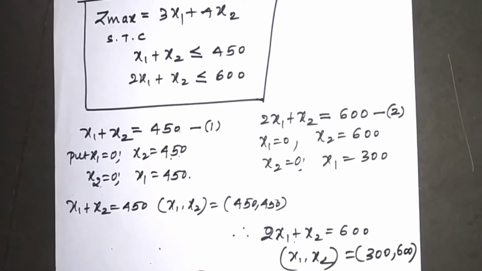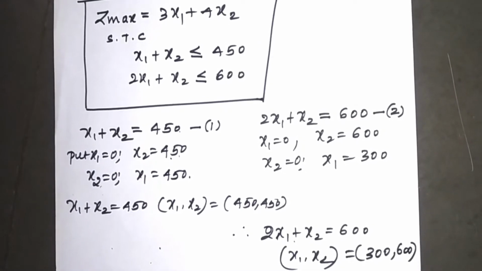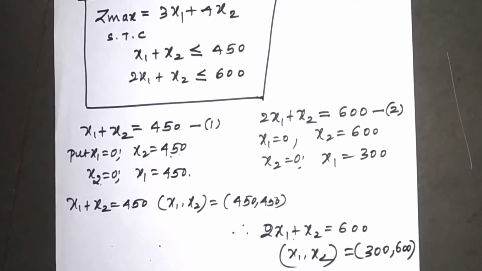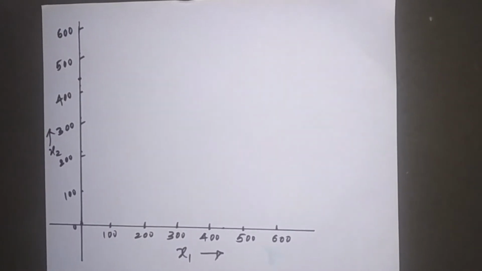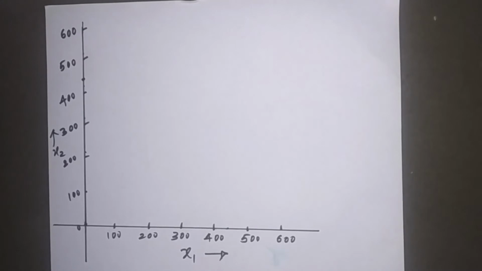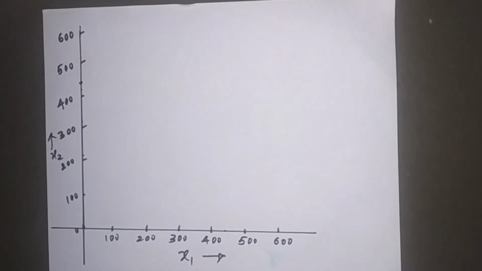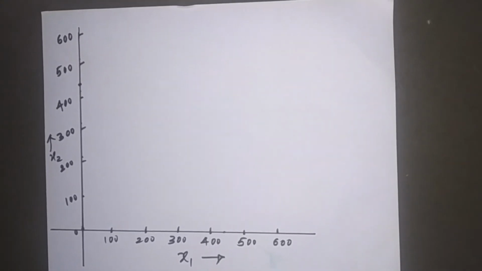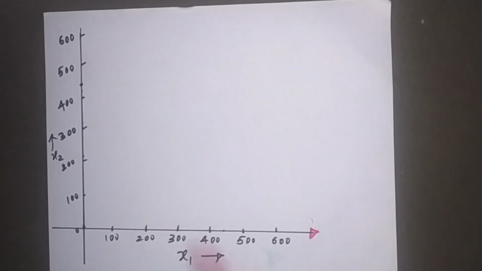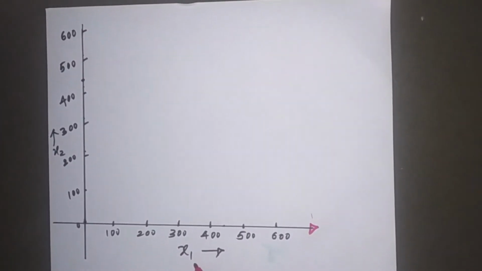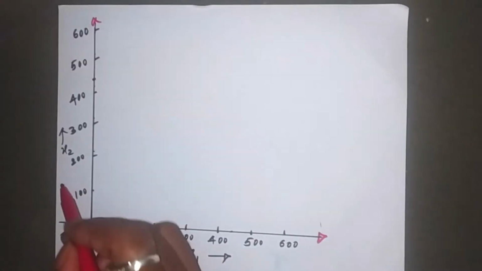Now we'll plot these values onto the graph. So we'll solve it now by graph. Okay, now we'll plot these points onto the graph. For that we need a graph sheet, otherwise we can solve it by this method. Here you take along the x-axis x1, and along the y-axis I have taken x2.